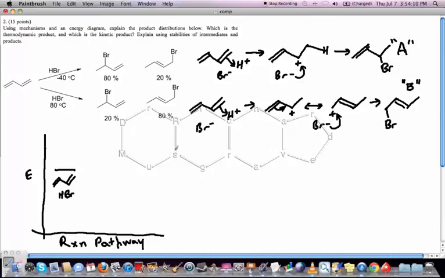Then what's going to happen is we're going to end up with two distinct energy pathways that will describe the formation of product A and product B. Alright, so this will be one of them, and this will be the other one. See if I can draw it the same way. That's better.